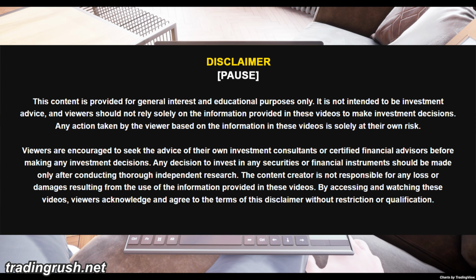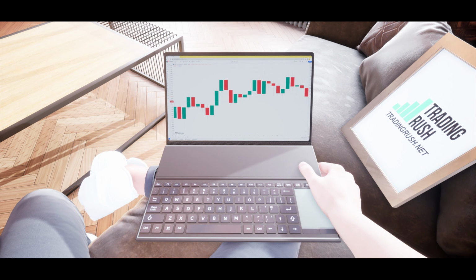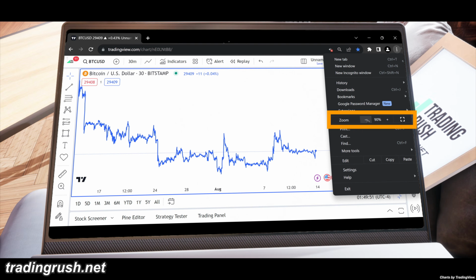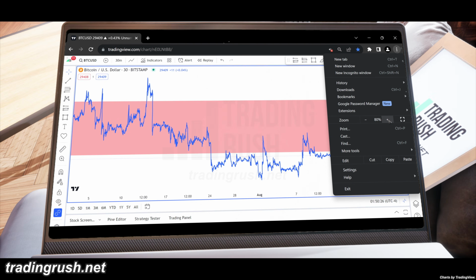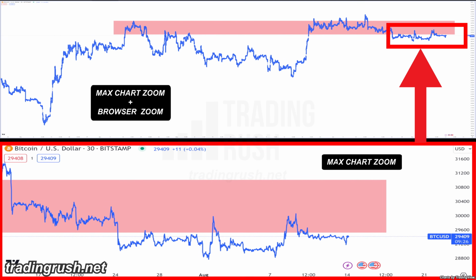Number 1. If you're using TradingView on a small screen like a laptop, try the zoom out feature of your browser. This makes those important support resistance visible, which otherwise would have been missed. Now you can't blame your screen size after a loss.